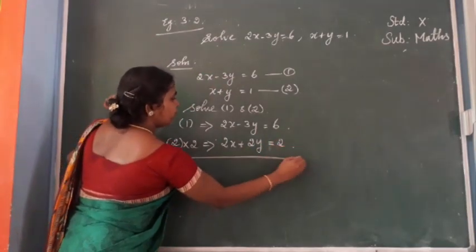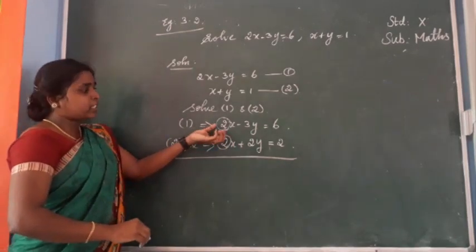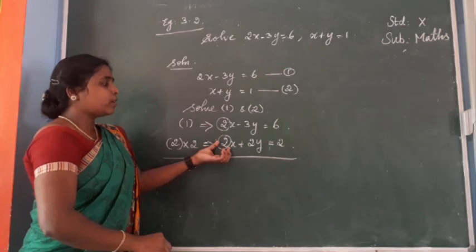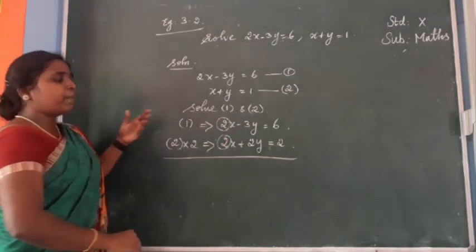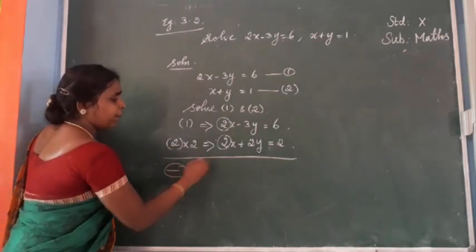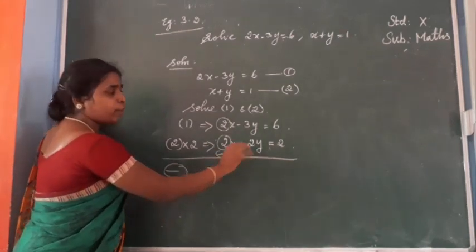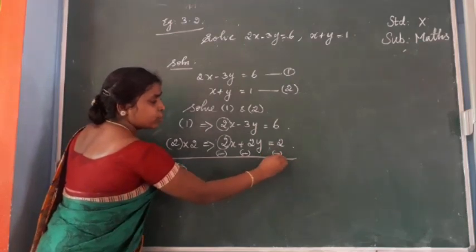Okay. Now you see the coefficient of x is the same and the symbol is also the same. Here plus 2x, here also plus 2x. If the symbol is the same, you have to subtract. If the symbol is different, you have to add. Now I am going to subtract. Subtract means you change the symbol. Here plus 2x, so minus 2x. Plus 2y, so minus 2y. Then plus 2, instead minus 2.